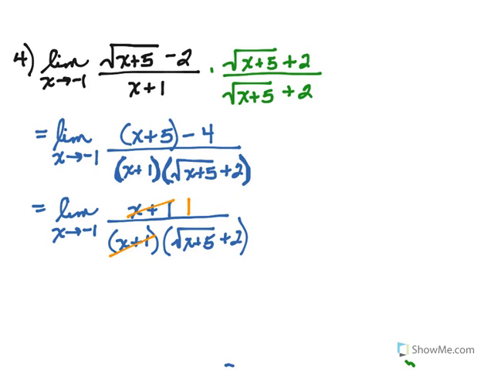So if we substitute in -1, and since we're substituting at this point, we can eliminate our limit notation. So we have a 1 in the numerator. Down in the denominator, we have square root of -1 plus 5, -1 plus 5. So that, of course, in the denominator yields square root of 4 plus 2. So that ends up being 1/4 for our final answer.